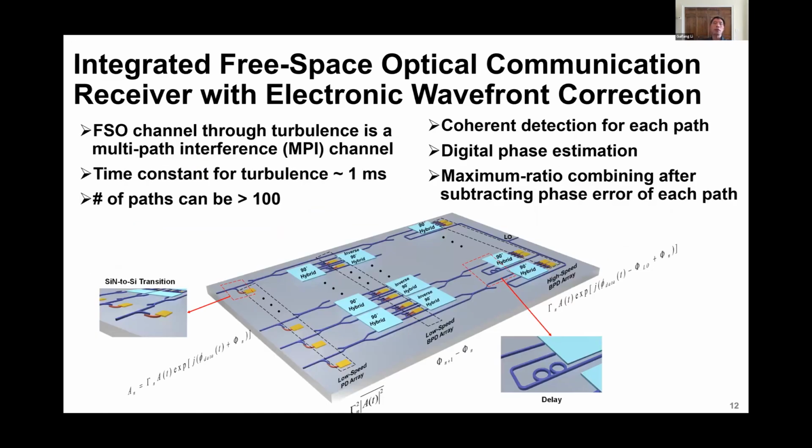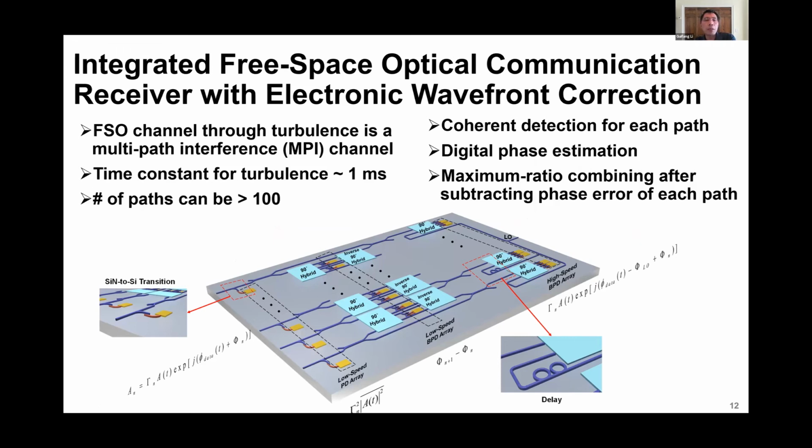So then the second part of the project is to build this integrated free space optical communication receiver with the capability of doing wavefront correction using electronics. Optics people have actually spent a lot of time trying to do this using pure optical technologies, but with the advances of DSPs and this integration, we probably can do this electronically.